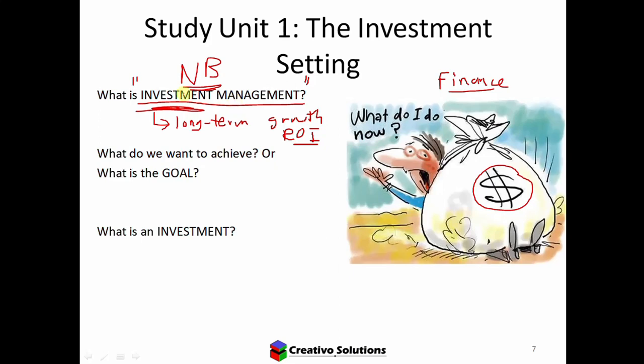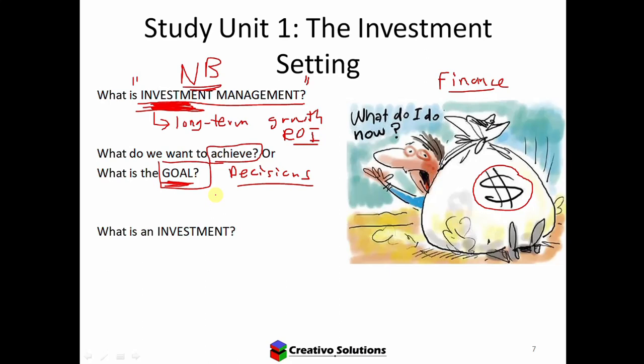The next thing we need to consider is, what do we want to achieve? Or what is the goal? That's also very important, because when looking at investment management, there's going to be a lot of decisions that need to be made. And those decisions have to be in line with your goals.